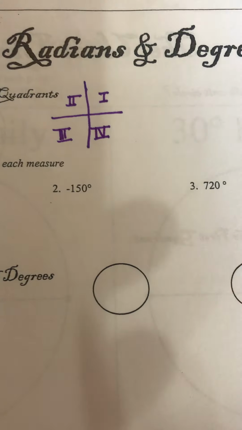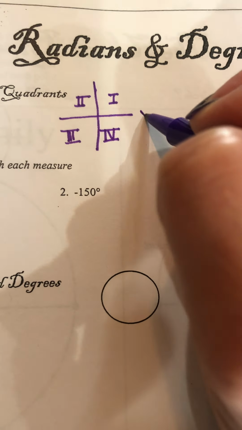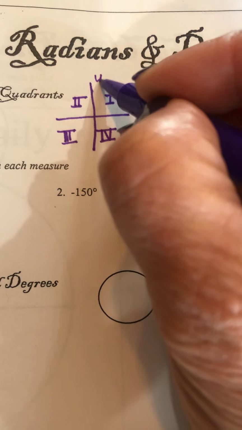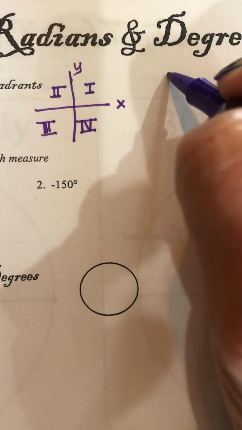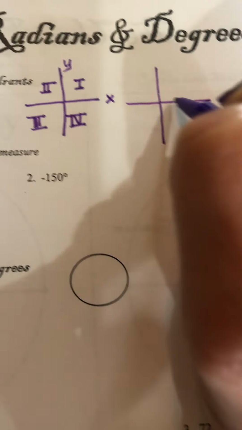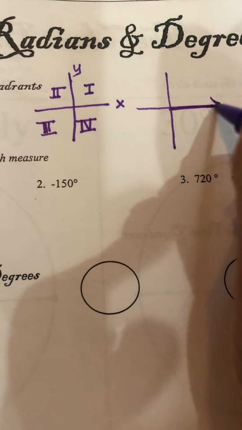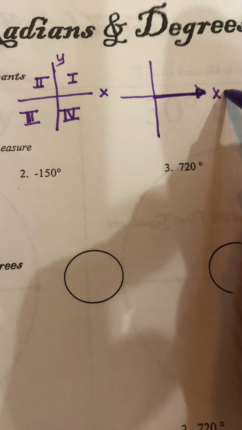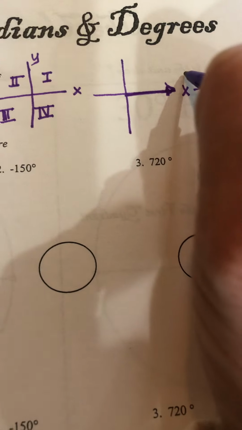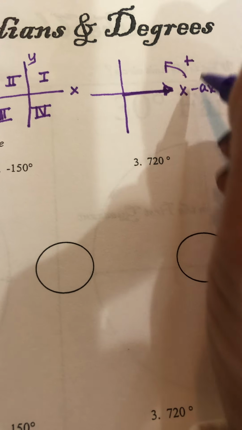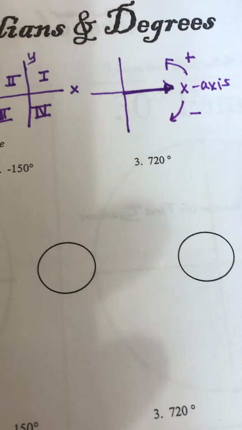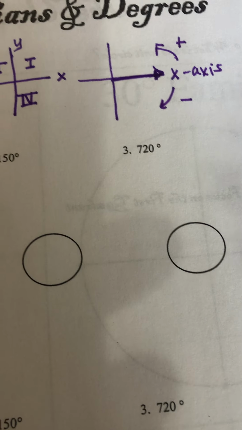First, we want to go back over the quadrants, right? And remember that the quadrants go 1, 2, 3, 4, right? X, Y, and axis, right? And then here for trig angles, all trig angles are going to start here on the x-axis. If the angles are positive, they're going to open up. If the angles are negative, they're going to open down.